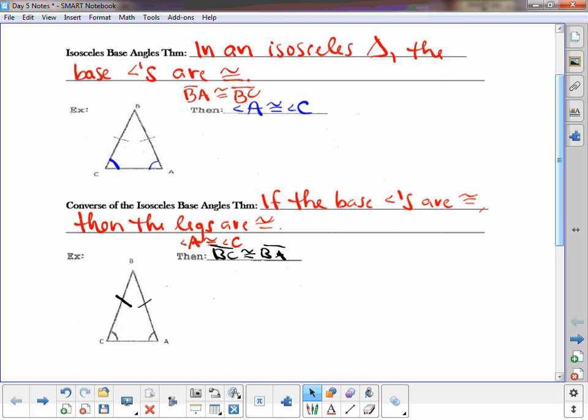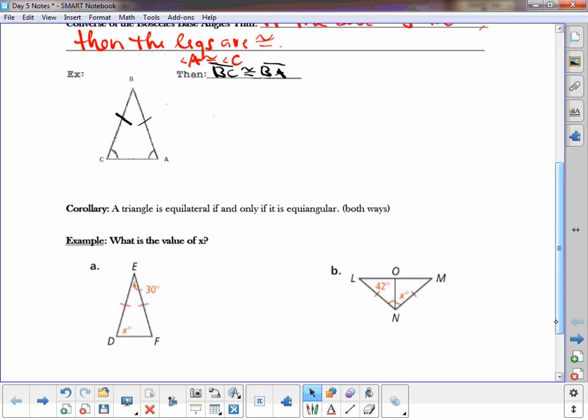Alright, and this corollary we've already talked about earlier. A triangle is equilateral if and only if it is equiangular. What type of statement is that then? Biconditional, good. So biconditional means that we can go both ways. If a triangle is equilateral, then it is equiangular. If a triangle is equiangular, then it is equilateral.